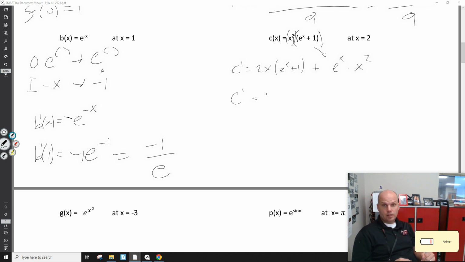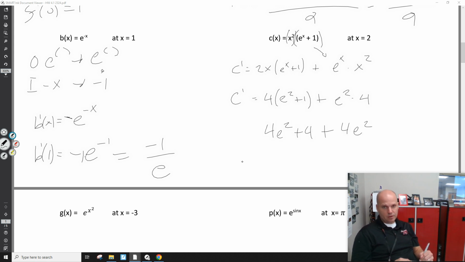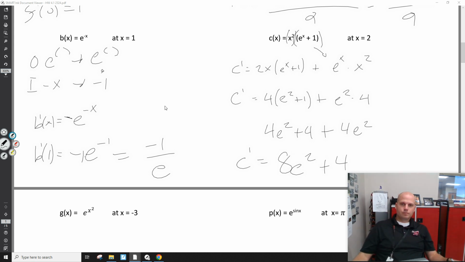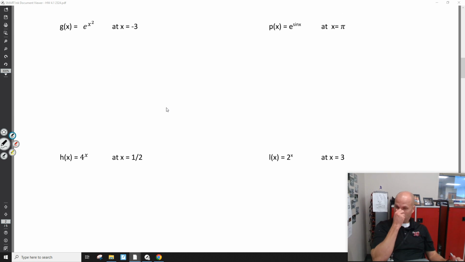I get 4 e squared plus 1 plus e squared times 4, giving me 4e squared plus 4 plus another 4e squared. I would expect you to be able to simplify this to be 8e squared plus 4. Okay, more of the same.